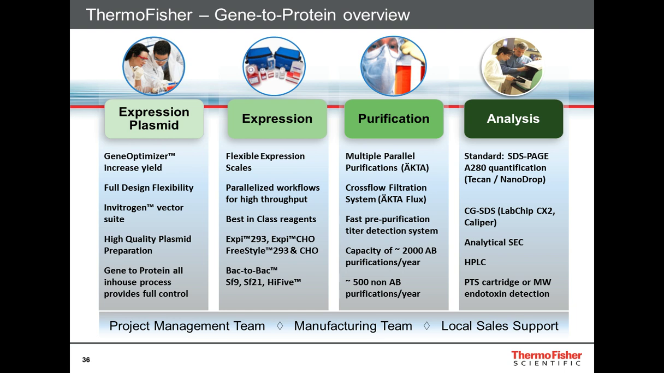And I don't want to read that out loud. We express in 293 cells in the Expi and FreeStyle system, and also in CHO cells, and in baculovirus Sf9, Sf21, and High Five systems. We, of course, purify the proteins on FPLC and HPLC on different columns, which are project-specific and depend upon customer needs.